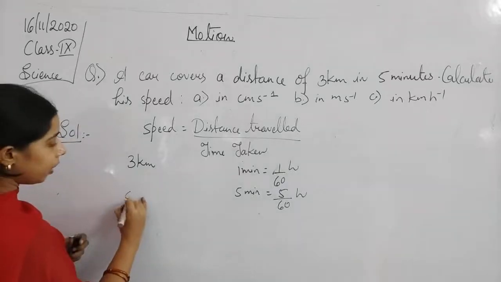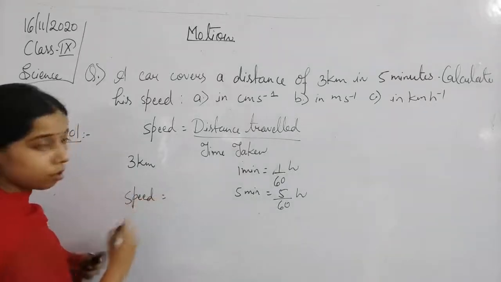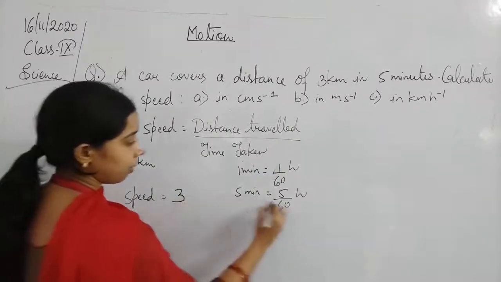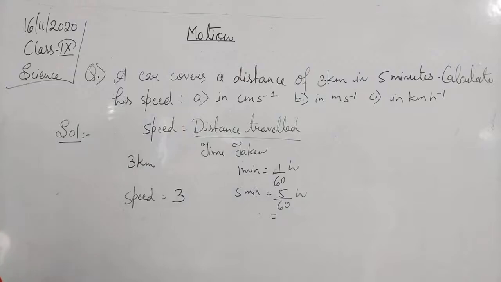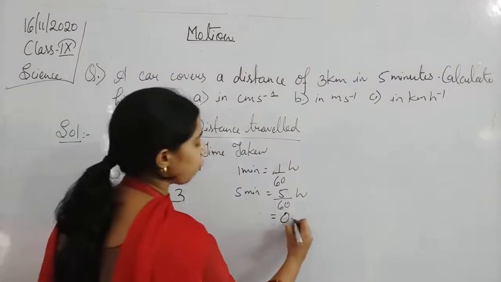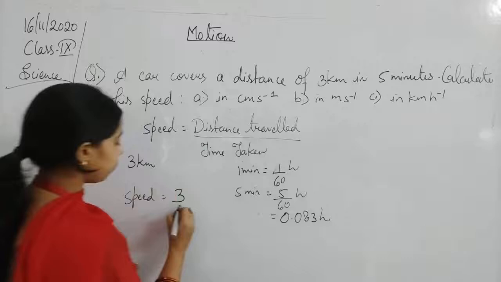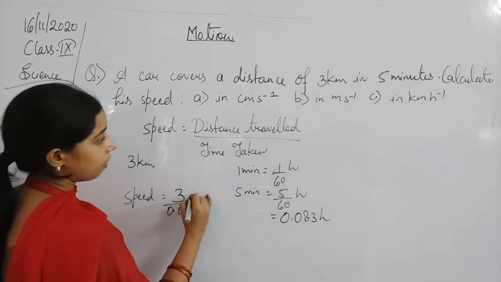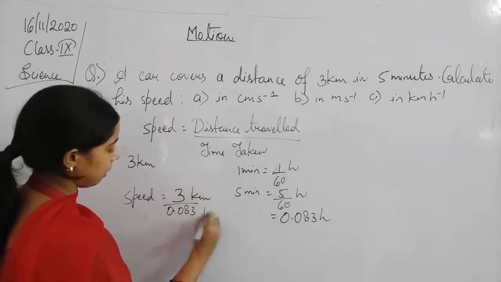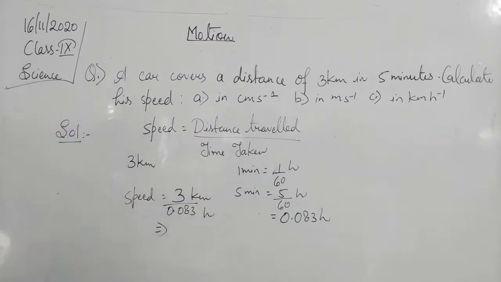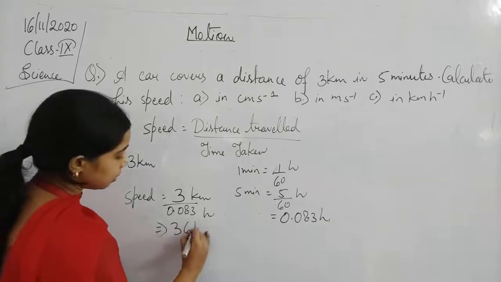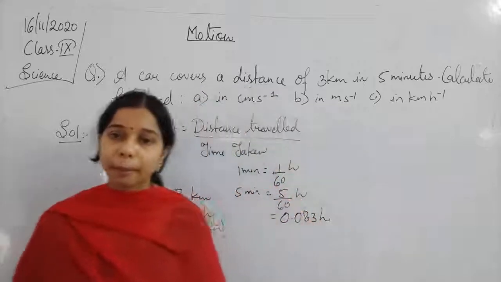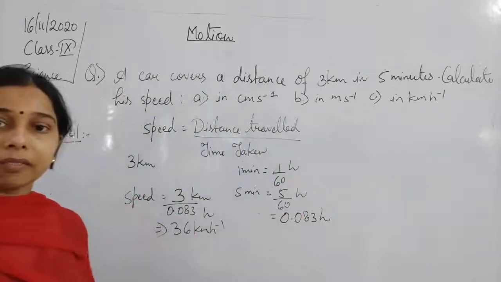So putting the values, speed will be equal to 3 upon, when you divide 5 by 60, students, you get the value 0.083 hour. So 3 upon 0.083. Here the distance travelled is in kilometer, and here the time is in hour. So the value came out to be 36 kilometer per hour. So likewise, students, you are able to find the value for the given question.